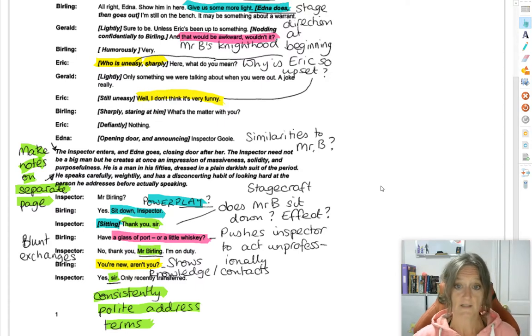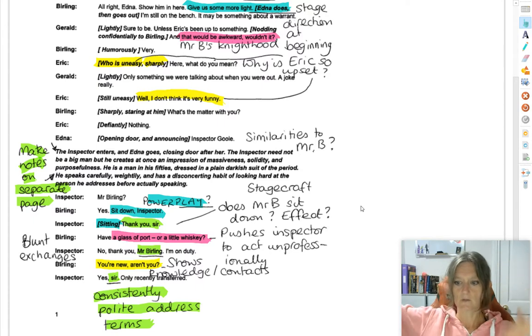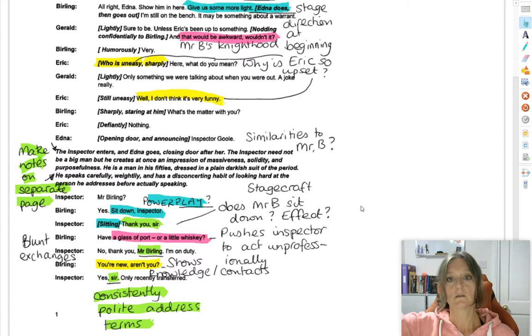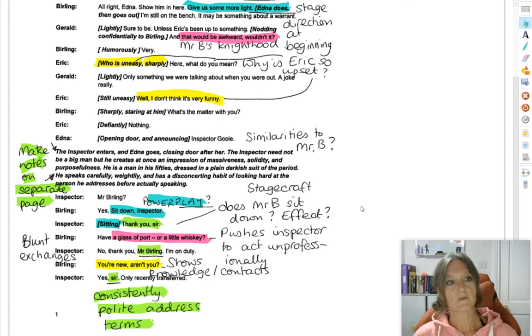So if we think about that stagecraft, here's the first one. If Mr Birling is standing up and he invites the inspector to sit down, immediately that creates a difference between the two of them. If I'm sitting down as I am now and someone comes in and they're standing up, immediately they're in a more powerful position than me, and they're kind of looking down on me. And me having to look up at someone makes me feel smaller and less significant, and maybe even slightly vulnerable.